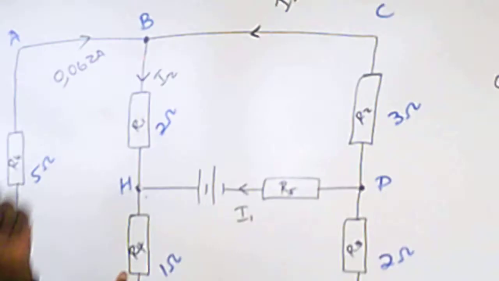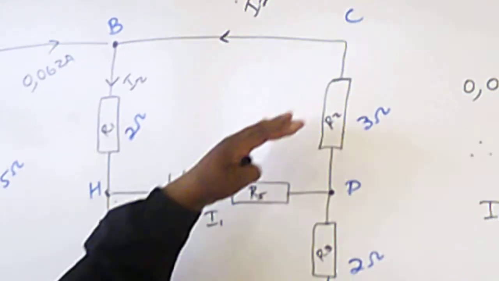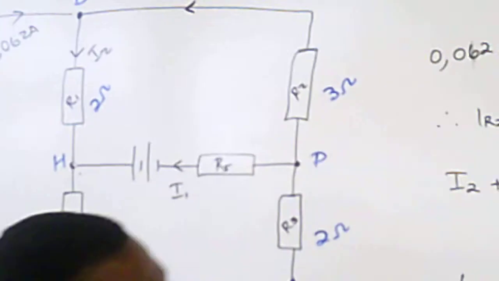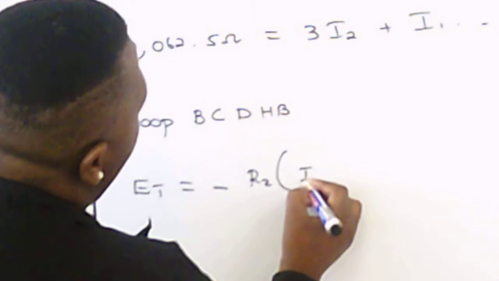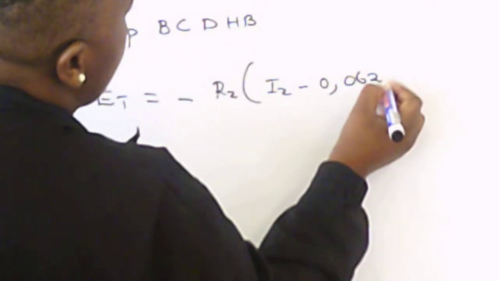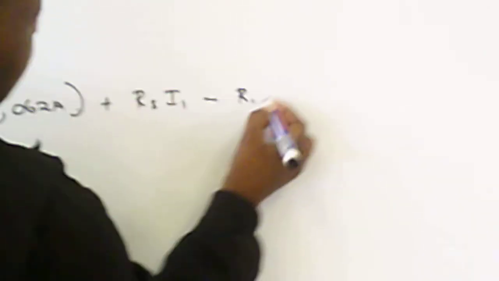Check if the flow of current is moving together with your loop. It's BC, but the direction of the current is opposing it. If it's opposing it, you start with a negative. So here is negative R2 into I2, minus 0.062. Check if it follows. The direction here is following, then we have plus R5 I1. But now here also it is opposing, then it's minus R1 I2.